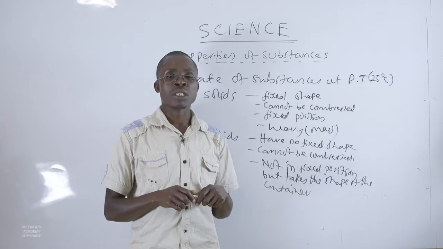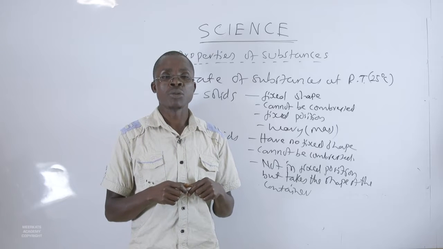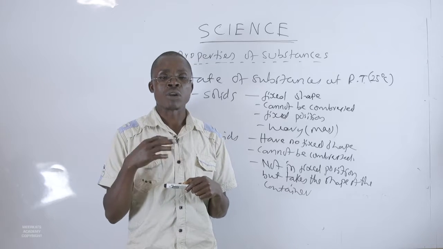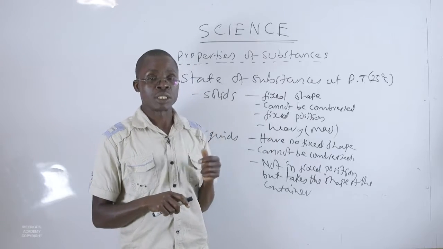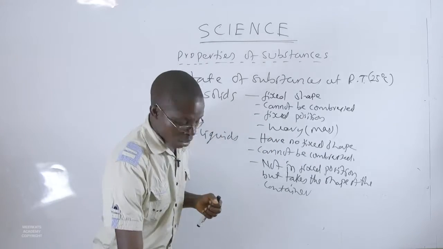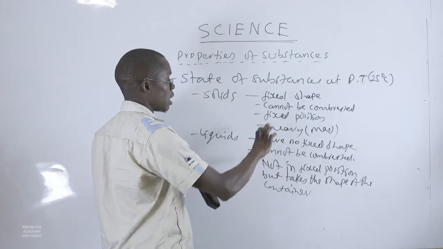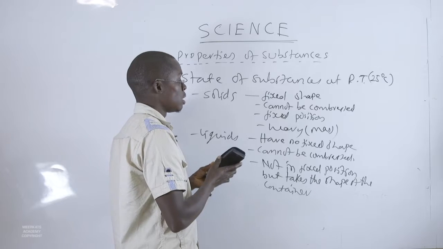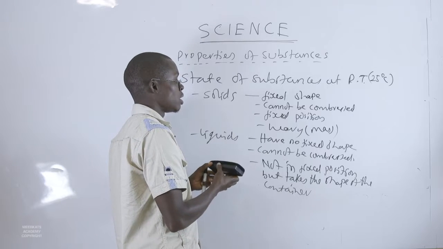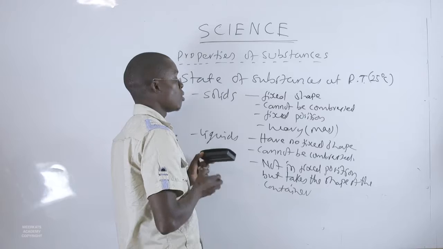For most substances, liquids will always tend to be of less mass or less density than those that are in solid state. So that's all to do with the liquids as per the 4 points. Remember, there are so many ways you can still do it in terms of description, but we are only limiting ourselves to these 4 points.